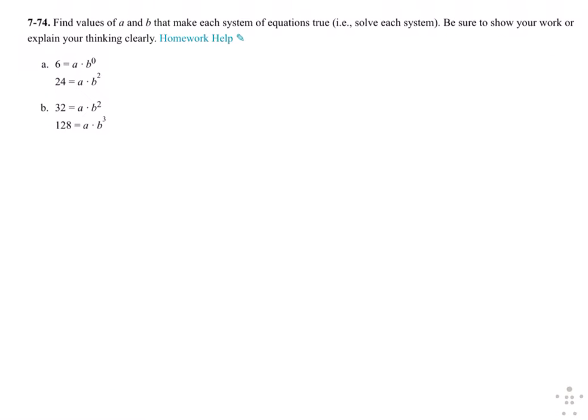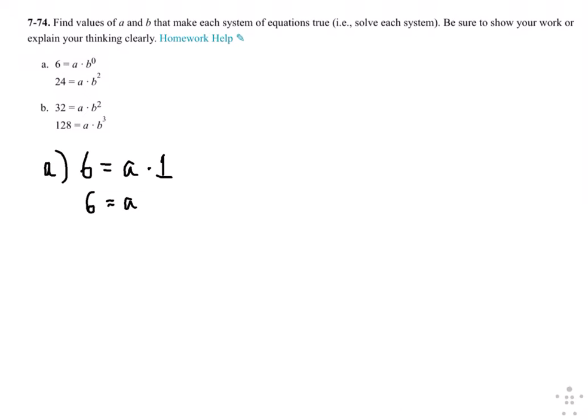Okay, for 74, they want values of A and B that make it true. Again, let's just see what happens here. So I have 6 equals A times B to the 0, right? But B to the 0 is 1, right? So I really have 6 equals A for that first equation. So I solved for A.